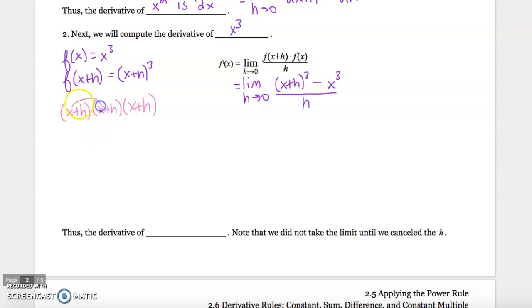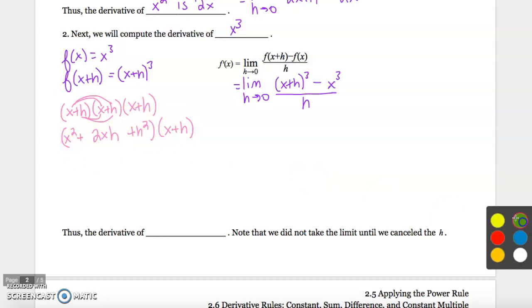So we'll FOIL the first two together. We'll get x squared plus xh plus xh plus h squared times x plus h still. And I can go ahead and in the middle combine those terms. There's 2xh there. All right, and then now I can use the distributive property or FOIL out these as well. So I'm going to do my first term, then my second, then my third.